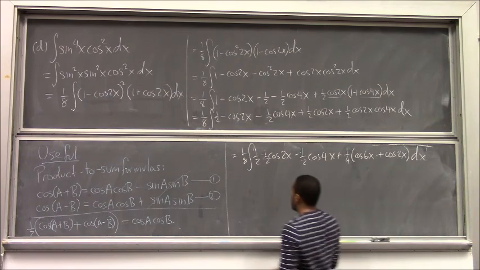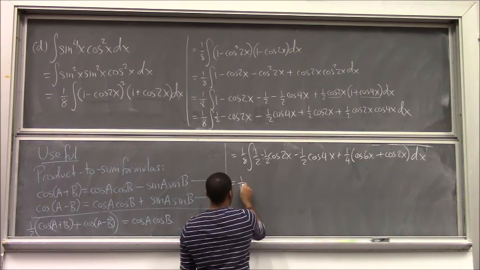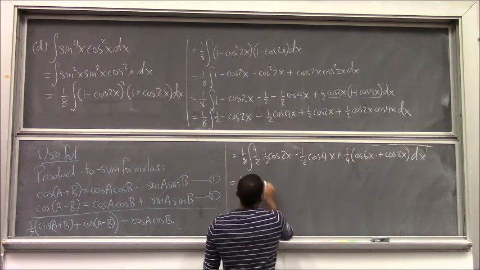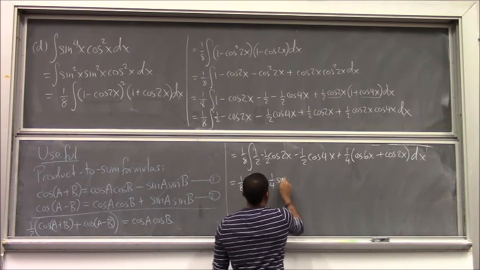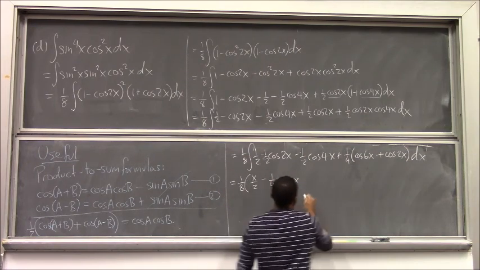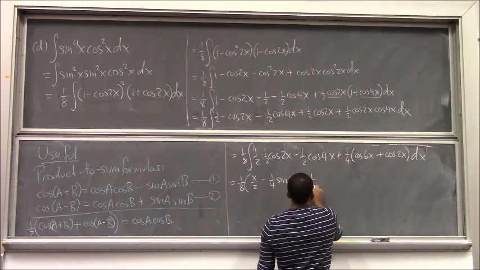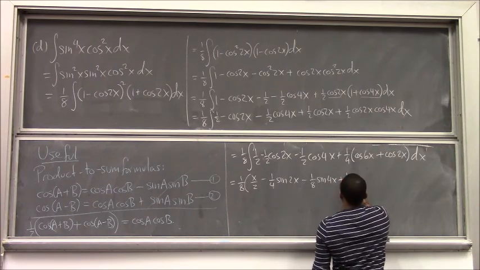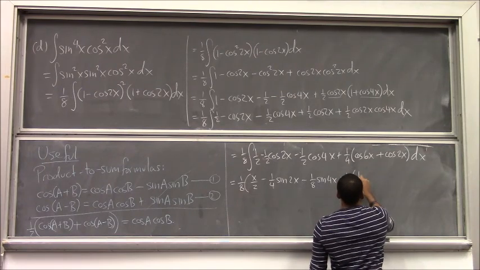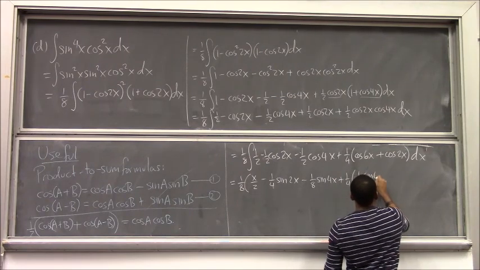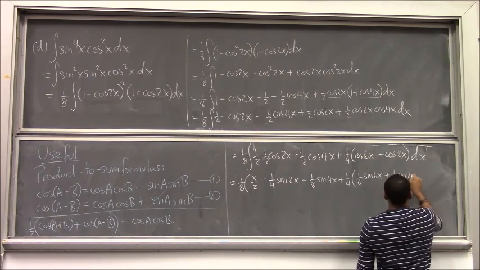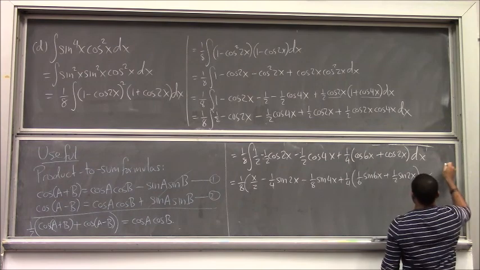And at this point, integration is easy. So this is 1/8 times x over 2. This is going to be 1/4 sine 2x. This is going to be 1/8 sine 4x. This is going to be 1/6 sine 6x. This is going to be 1/2 sine 2x. Plus.